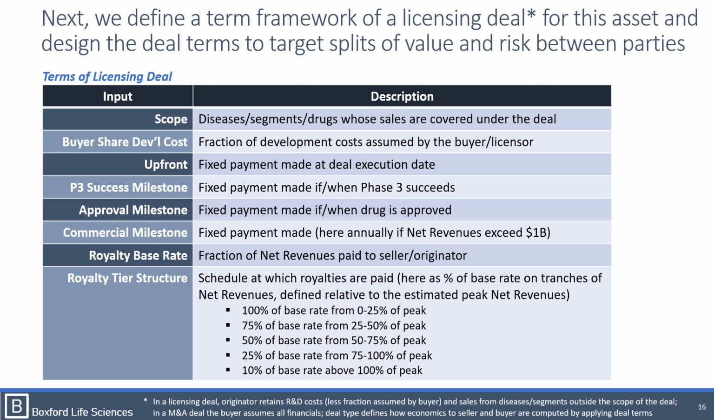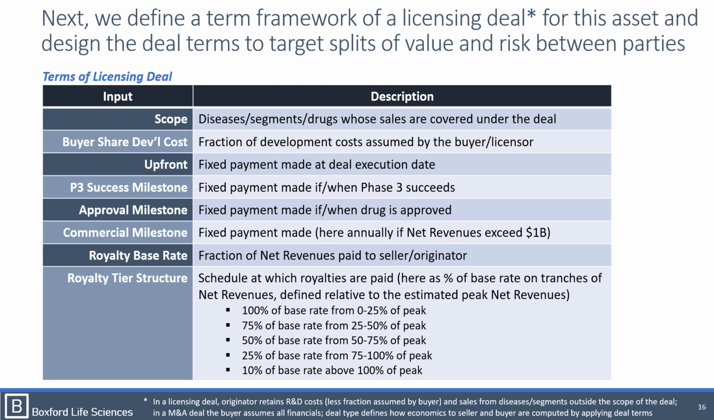Then we can add optional phase 3 success and approval milestones that are made if and when those development stages are successfully reached. We can add commercial milestones. Here we're going to add one that's going to be paid out annually after a year in which net revenues exceed $1 billion. We can define multiple milestones with any number of definitions about how those are derived.